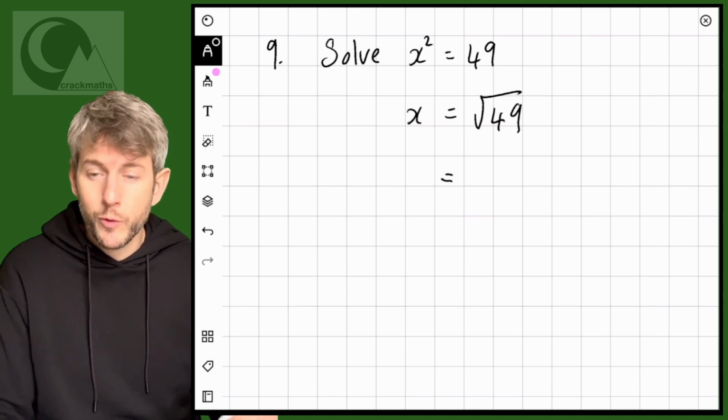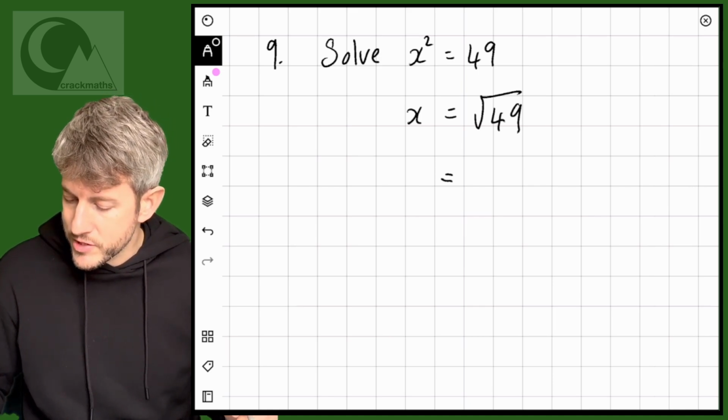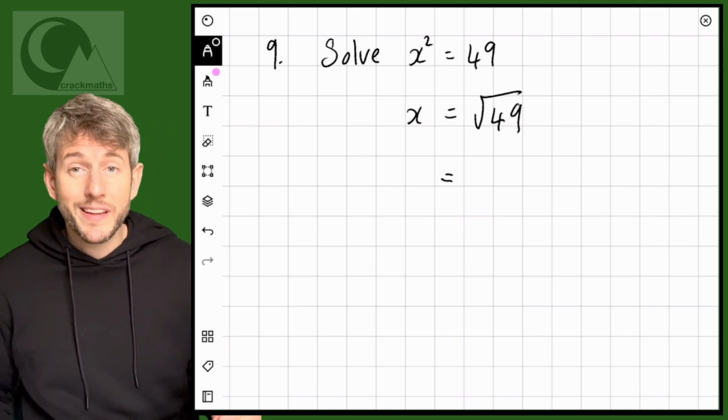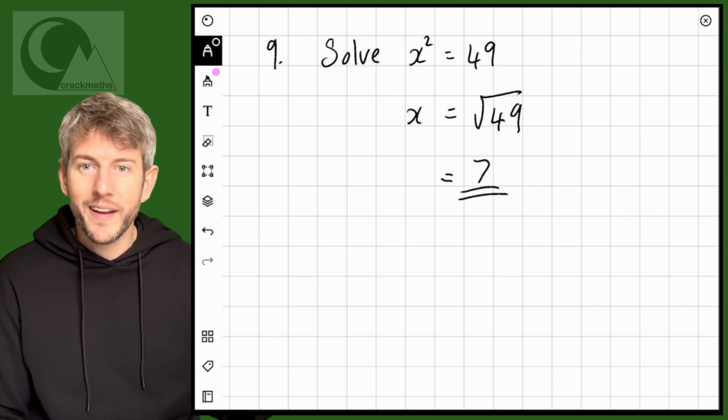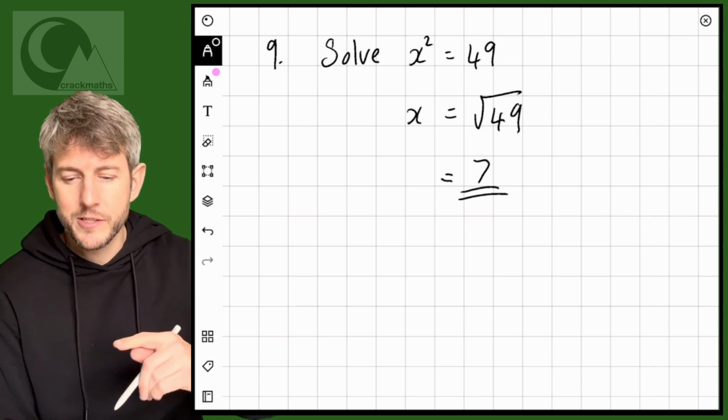Now the square root of 49 we can do on the calculator. So square root of 49, and we can see that that equals 7. And there we go. Right, let's take a look at some of the scenario questions.